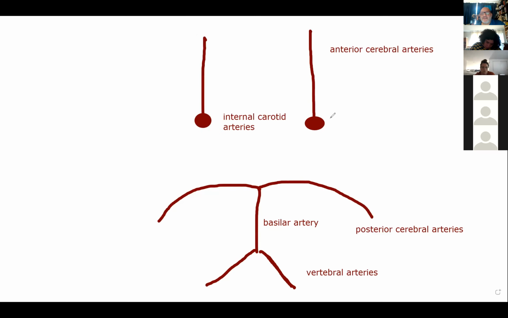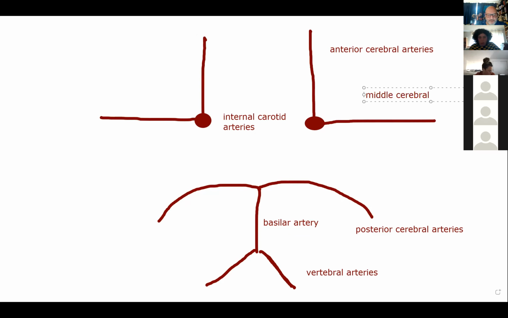And they have a second branch that comes off that goes to the middle part of the cerebrum, known as the middle cerebral arteries. Not surprisingly, the anterior cerebral go primarily to the frontal lobe, middle cerebral primarily to the parietal lobe. And these are the primary paths that blood is going to take to get to the different regions of our cerebrum.